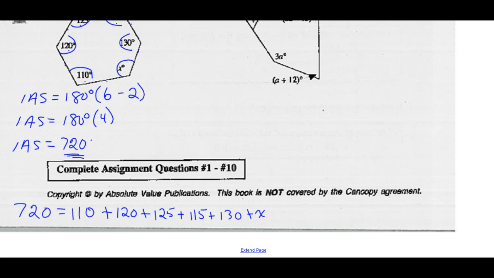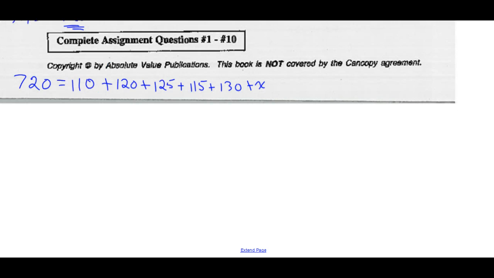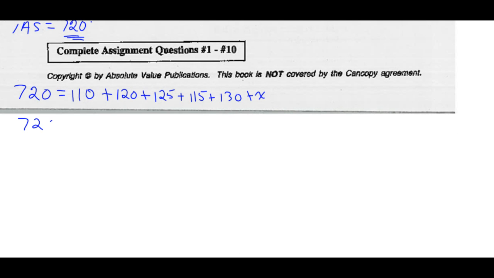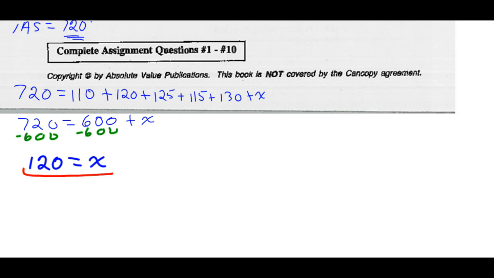So now we can solve this equation for x. So 720 would equal, you add up all those numbers and you come up with, what, 600 plus x. So now minus 600 from both sides of the equation. And we know what x is. 720 minus 600 is 120. 600 minus 600 is 0. 0 plus x is x. So the measure of x is 120 degrees.